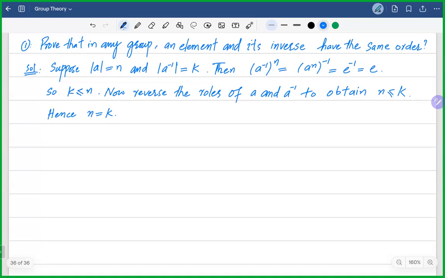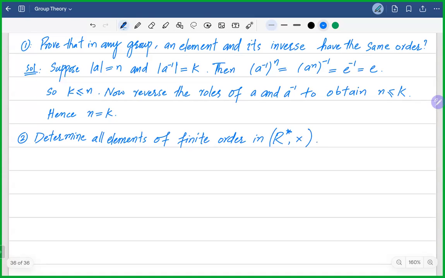Then we say that, number 2 is, determine all elements of finite order in R star, non-zero real numbers, which is the group of non-zero real numbers under multiplication. So we can write that in this sense.